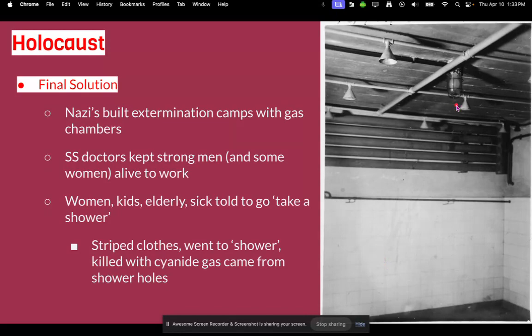As you can see here in this photo, it kind of looks like a shower, right? You've got all these pipes, these quote unquote shower heads, but in reality, that's actually just where the gas was piped through and then filled the room, and then everyone was killed.